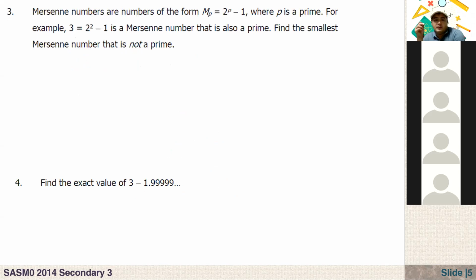Okay. And also we have already done this. Mersenne numbers are numbers of the form, right? And which is not prime. If you remember, it was 127. And 3 minus 1. It goes to infinity. That means that this number is 2. So the answer is 3 minus 2 is equal to 1.